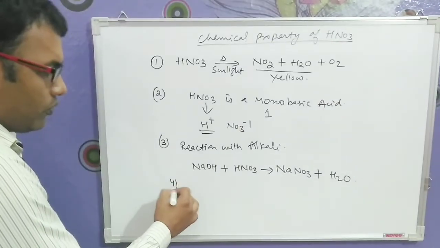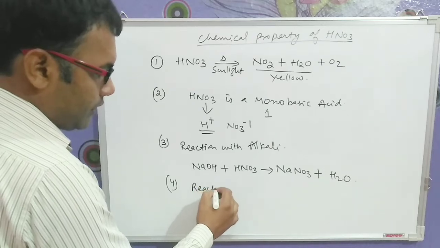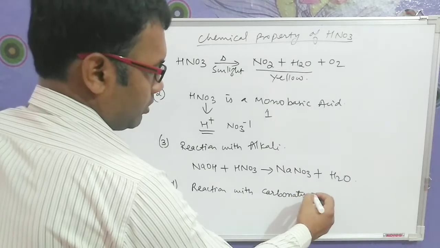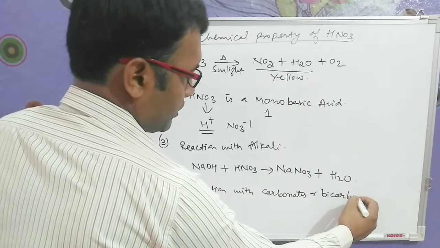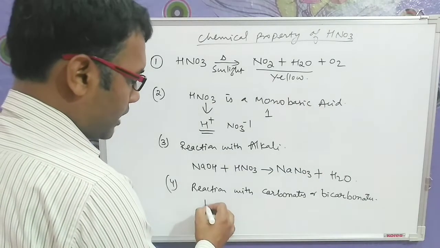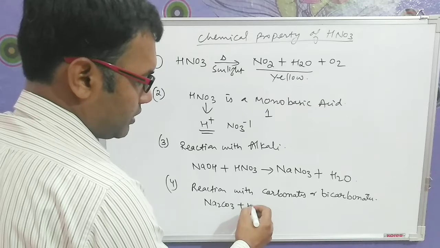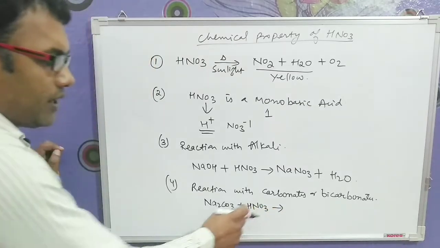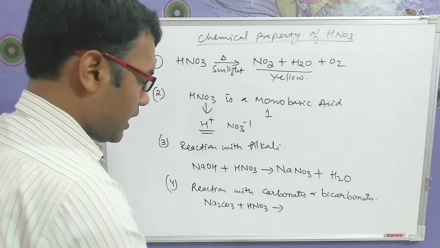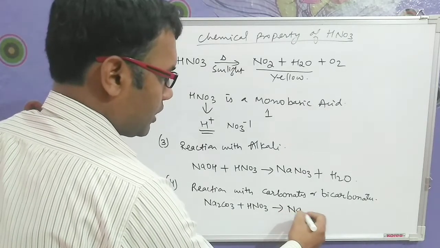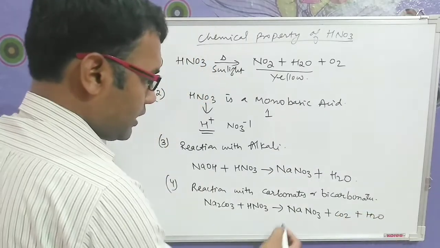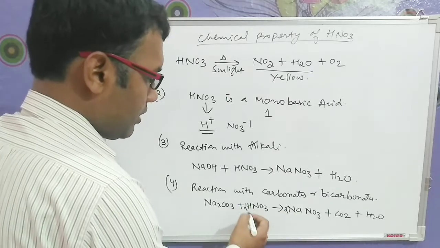Then the fourth reaction will be with carbonates or bicarbonates. We will consider one example each. First, if we take a carbonate, for example sodium carbonate plus nitric acid, then carbonate on reaction with an acid always gives carbon dioxide. So the product will be sodium nitrate plus carbon dioxide plus water. Is it clear? Just multiply by 2 here and we have a balanced equation.